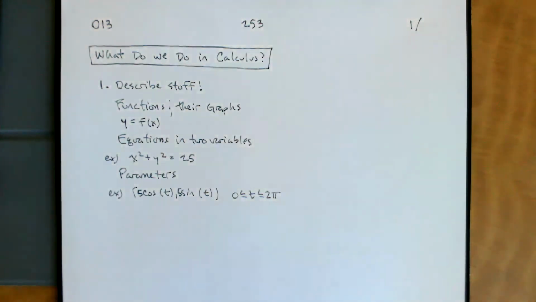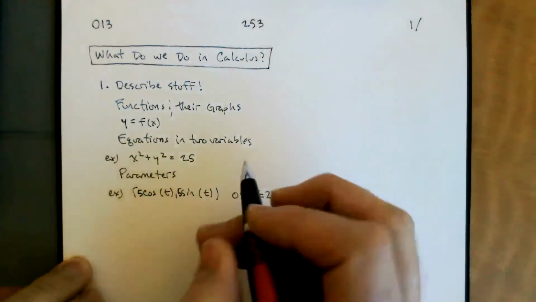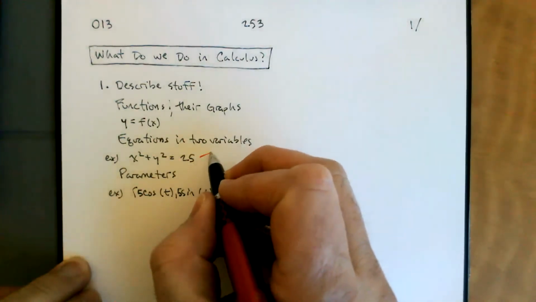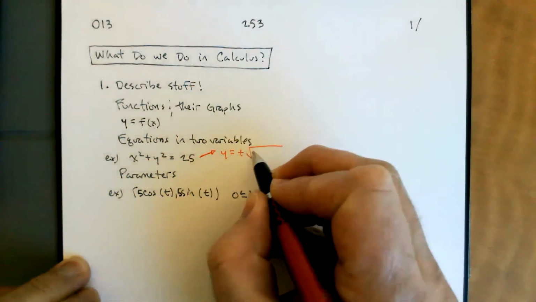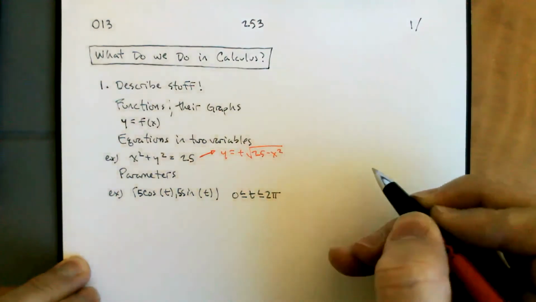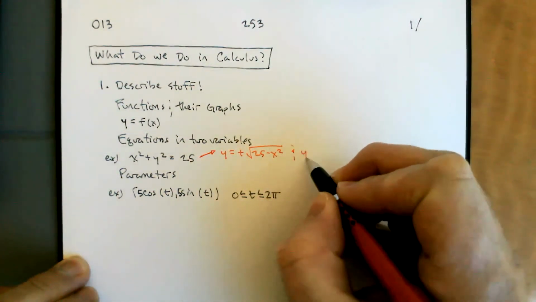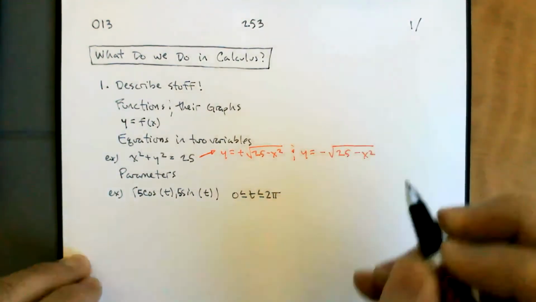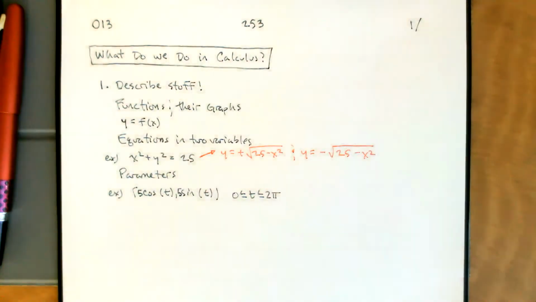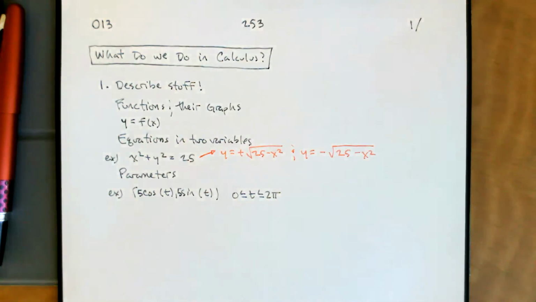So just as a side note, because it becomes relevant later on. When we write the equation x squared plus y squared equals 25, we can write this as two functions of x, where y is equal to the positive square root of 25 minus x squared, or y is the negative square root of 25 minus x squared. These two functions together will make up one circle. The plus square root of 25 minus x squared will give us the top half of the circle, and the minus square root will give us the bottom half.